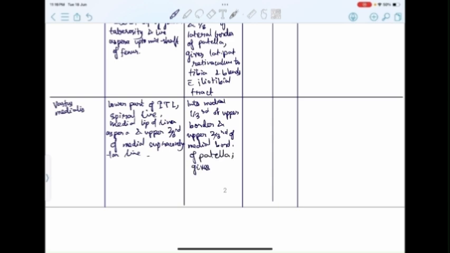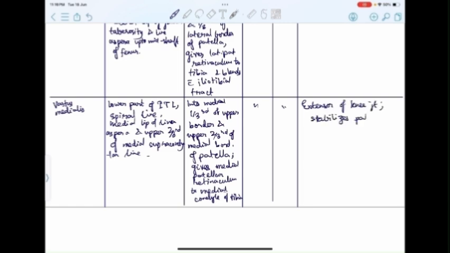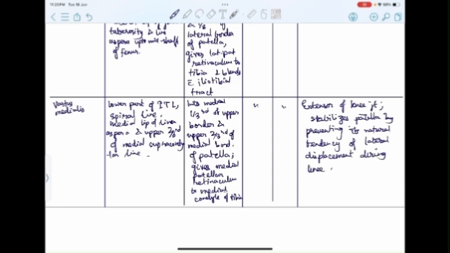Again, this part you may not write. It gives the medial patellar retinaculum to the medial condyle of tibia. You may not write this information. Same as the other extensors of the knee joint, it stabilizes the patella by preventing its natural tendency of lateral displacement during knee extension.